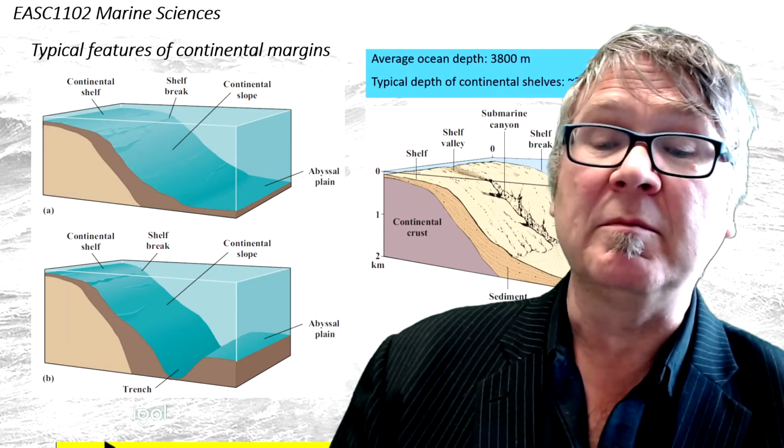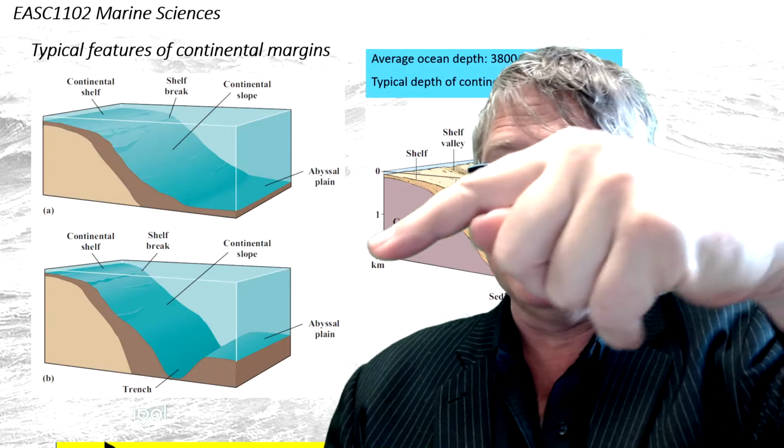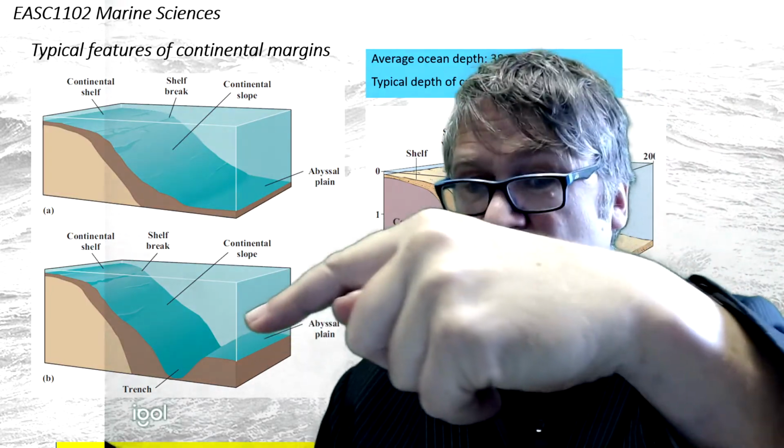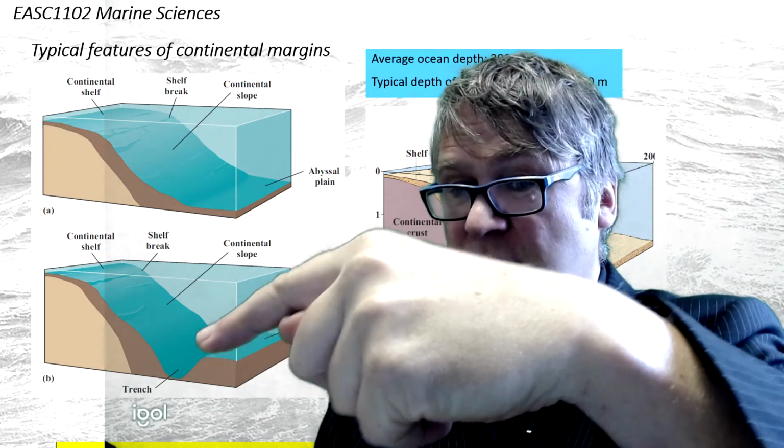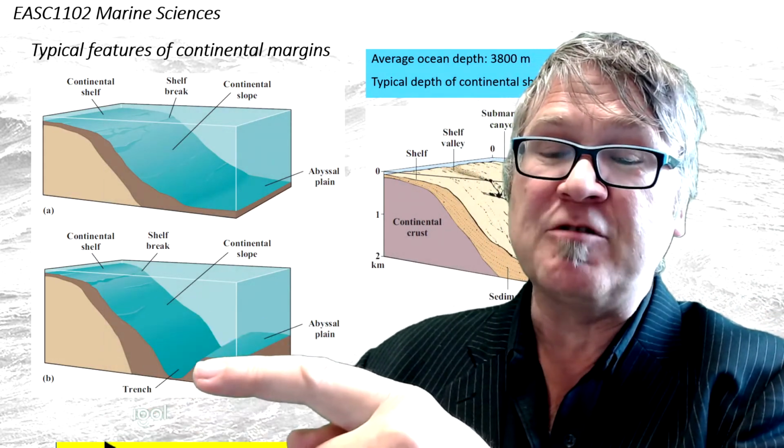Shown here at the bottom is another additional feature we sometimes find. Let's see, where is my finger? My finger is here. We get something called a trench. A trench is a deeper depression, a seafloor depression.